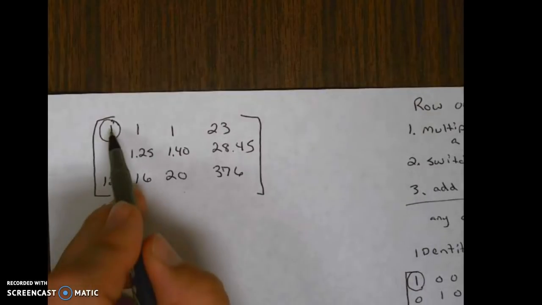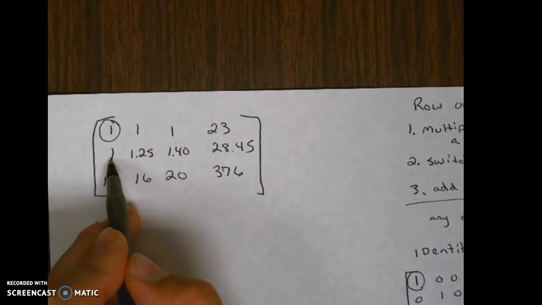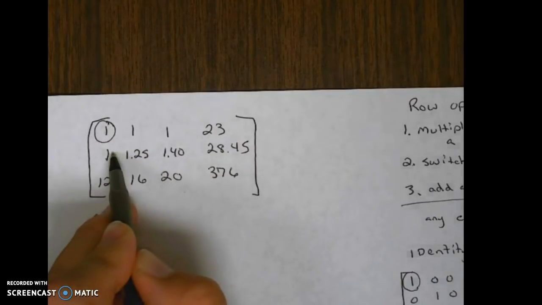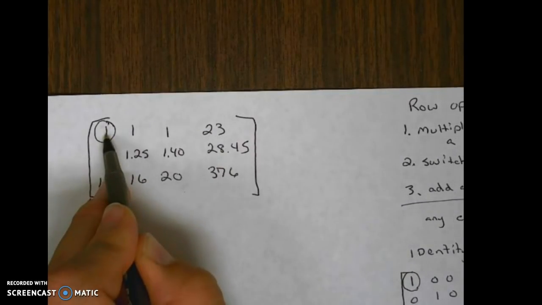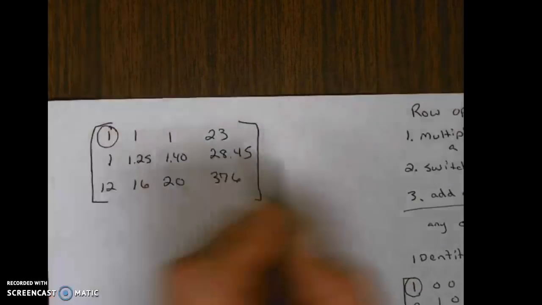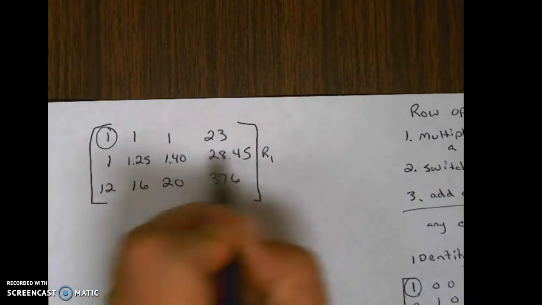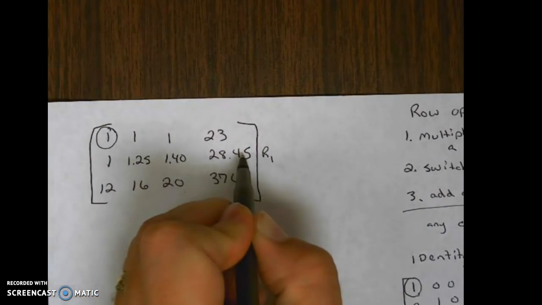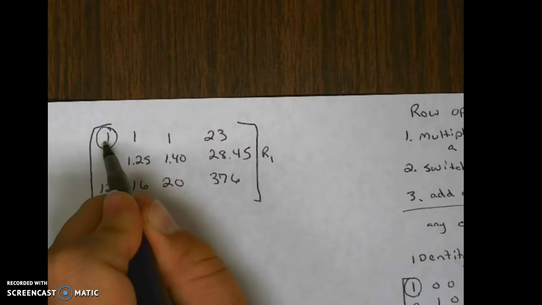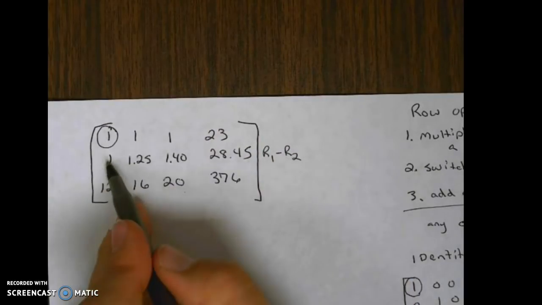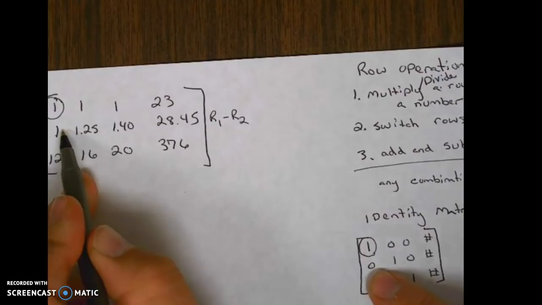To do that, one of the ways we could do that is take row 1 minus row 2. 1 minus 1 is 0. Since this is the row I want to change, I do not want to change row 1. We got a 1 here. So we would write row 1. This is the row I want to change, so this is where I'm going to write the row operation. I'm going to take row 1 and subtract row 2, because 1 minus 1 is going to give us the 0.